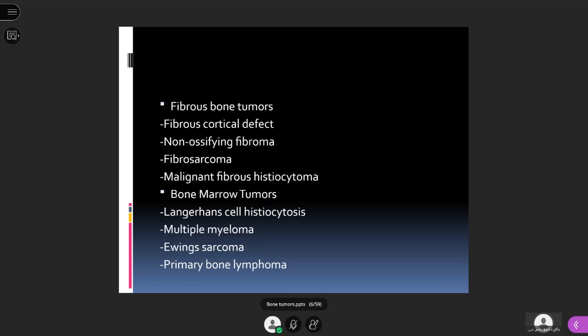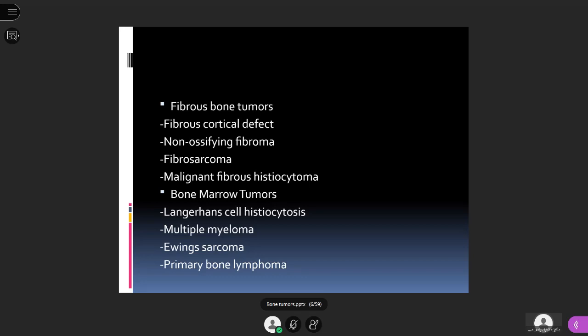The third category is those bone tumors which form more fibrous tissue. Fibrous tissue is not dense, so it is lucent on X-ray. So these tumors are lucent or black on X-ray. Examples include fibrous cortical defect and non-ossifying fibroma. These are the two benign ones. Then fibrosarcoma and malignant fibrous histiocytoma. These are the two malignant ones.